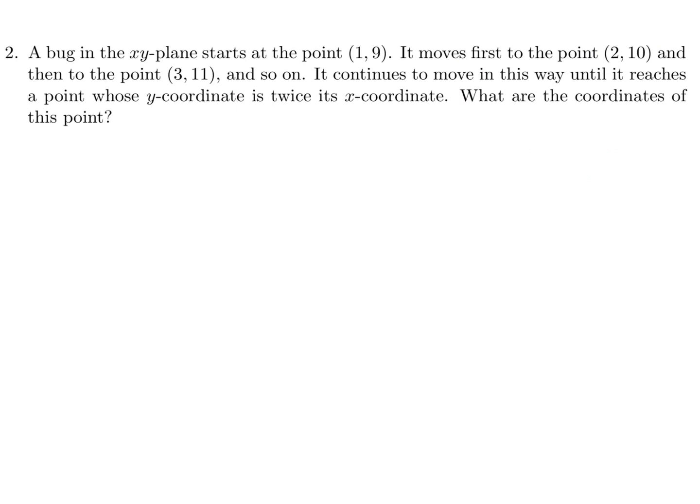A bug in the xy plane starts at point (1, 9). It moves first to the point (2, 10) and then reaches the point (3, 11), and so on. It continues to move in this way until it reaches a point whose y coordinate is twice its x coordinate. What are the coordinates of this point? So it starts off at (1, 9), and then it goes to (2, 10), and then it goes to (3, 11), and so on, right?